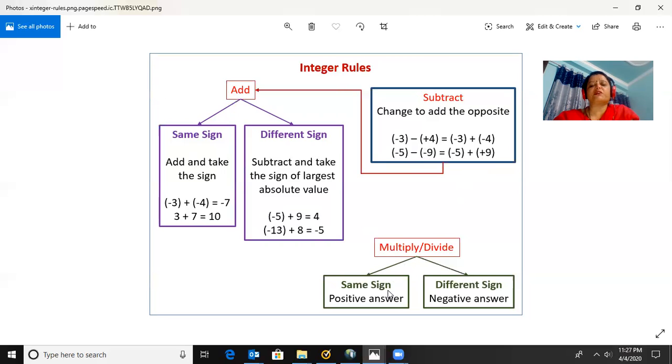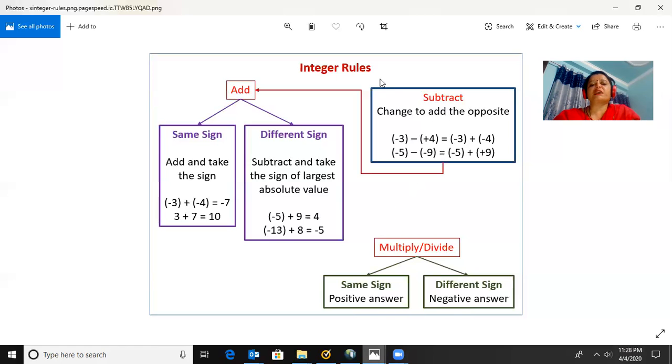If we have to multiply or divide, both have the same rules. The answer is positive if they have the same sign. If I give you the example 9 into 5, both are positive. 9 into 5 we all know gives 45. If we take different signs, if we have minus 9 and 5, one is minus and one is plus, it will give you minus 45. If both are negative, minus minus becomes plus. Minus 9 and minus 5 gives you 45.